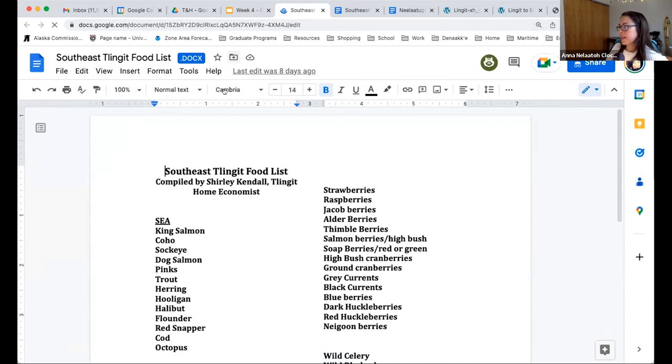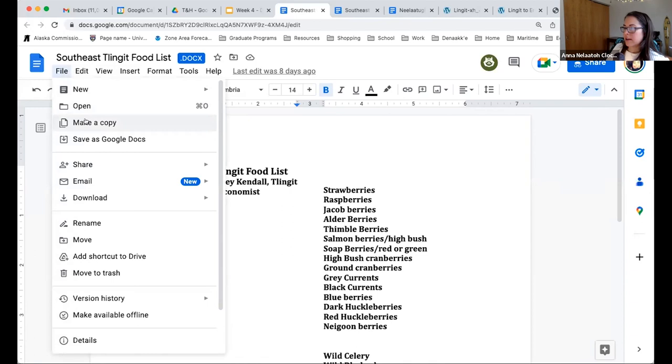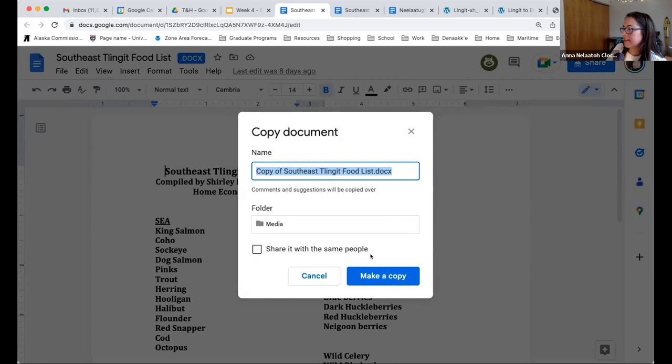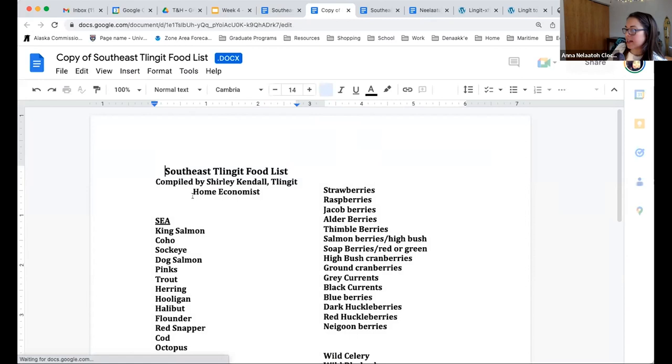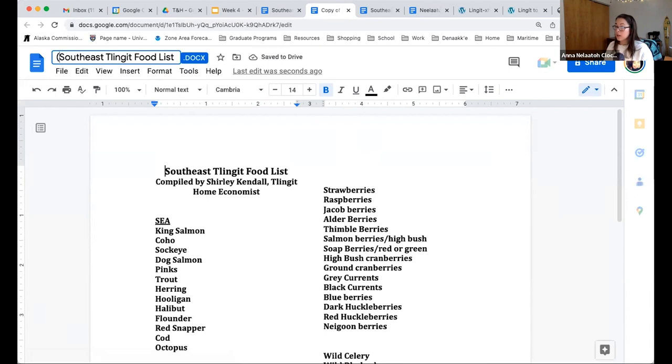If you want to make an editable copy, go ahead and open it up. At the top of your document, there's a menu for file. So go ahead and click file, scroll down to make a copy, and then title it as you would like and select make a copy. It'll open it up in a separate tab for you, and in the separate tab, you should be able to edit it and type as you like. So I would add your name in the title. And this will save on your Google Drive.